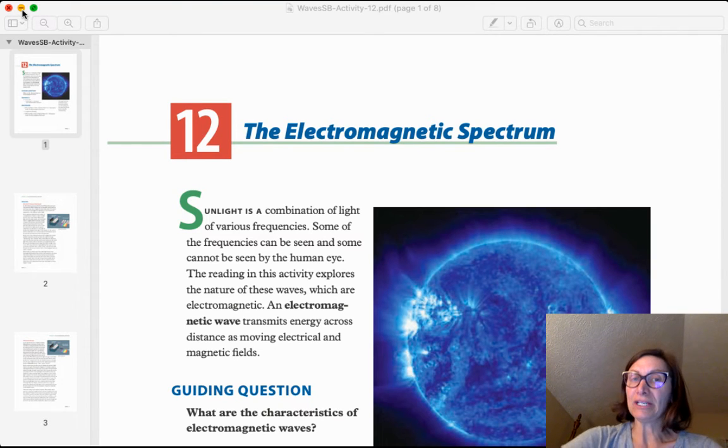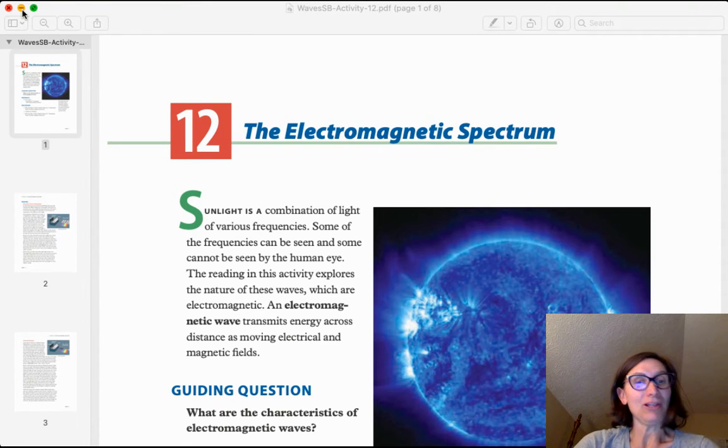Activity 12, the electromagnetic spectrum. Sunlight is a combination of light of various frequencies. Some of the frequencies can be seen and some cannot be seen by the human eye. The reading in this activity explores the nature of these waves, which are electromagnetic. An electromagnetic wave transmits energy across distance as moving electrical and magnetic fields.